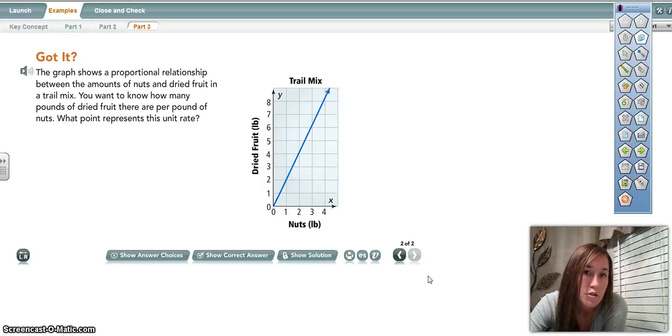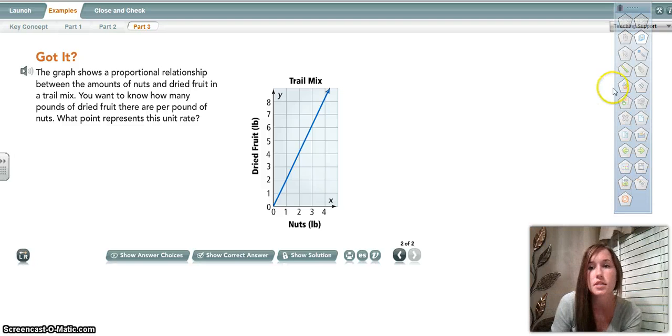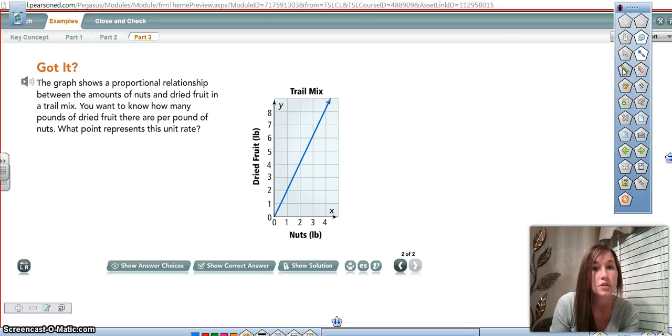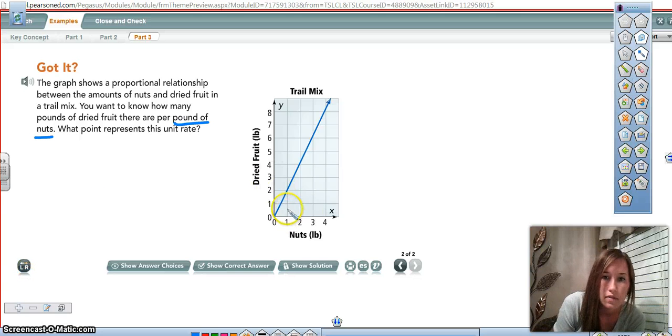All right, the graph shows the proportional relationship again. You want to know how many pounds of dried fruit there are per pound of nuts. What point represents this unit rate? Well, to get the unit rate, we want to know how much for 1 pound of nuts. That would be the point.